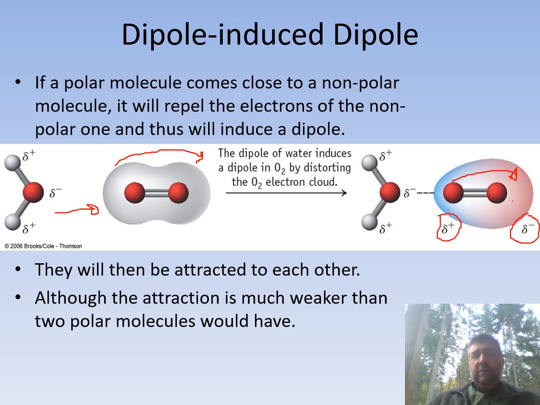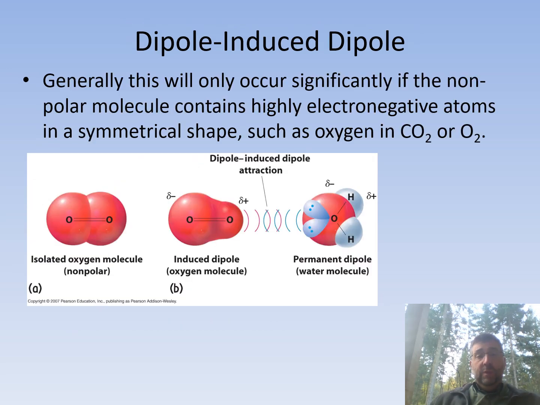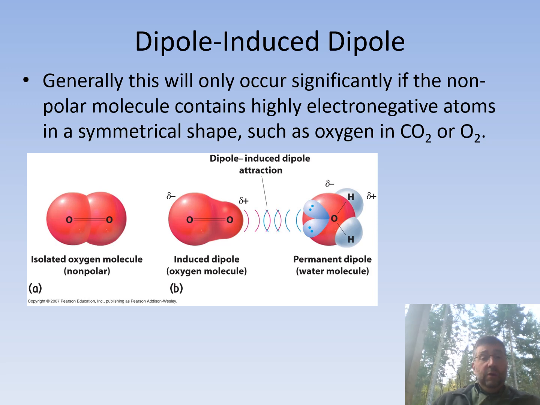Now this is a much weaker force than the others, so the amount that they can interact is relatively small, but it does have some really important real-life implications. So again, generally this will only occur if the nonpolar molecule contains some level of highly electronegative atoms that are symmetrical in shape. So for instance, oxygen molecules, O2, have two really electronegative atoms, but they are symmetrical. That's a nonpolar bond, so the molecule is nonpolar.